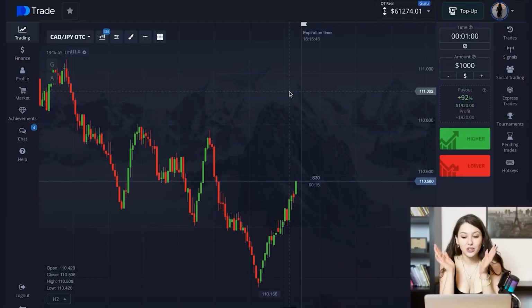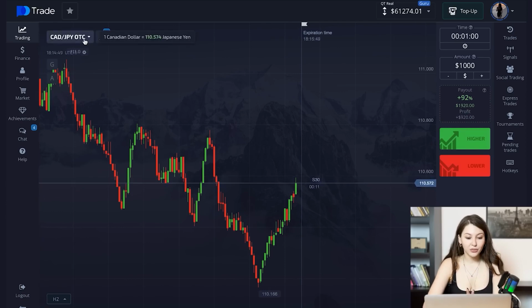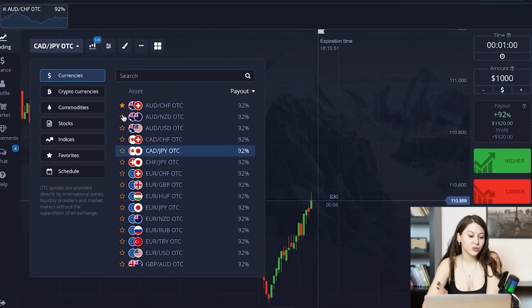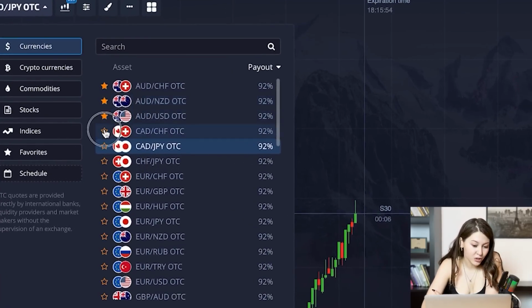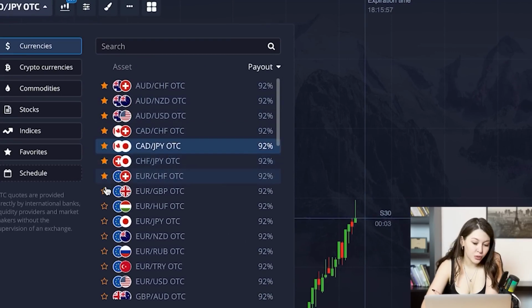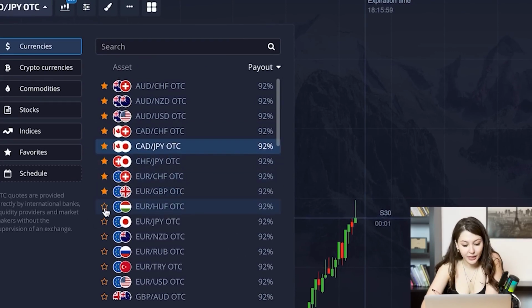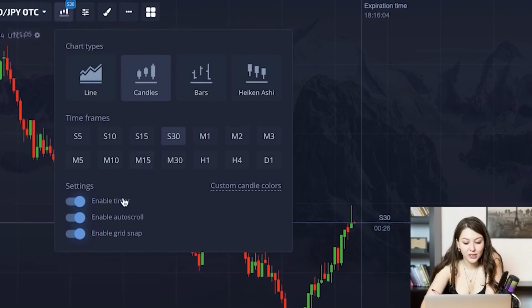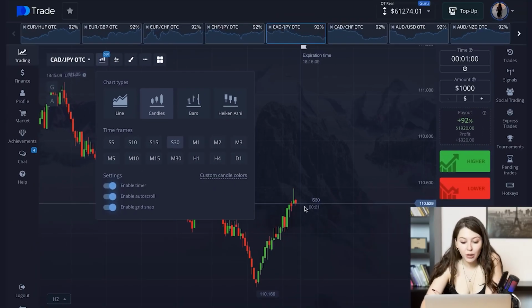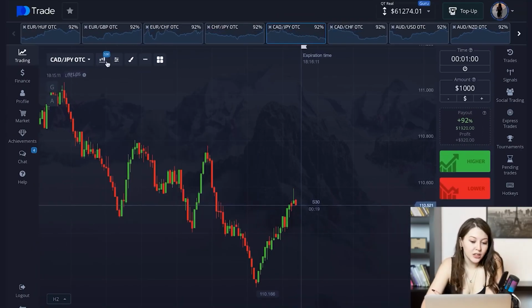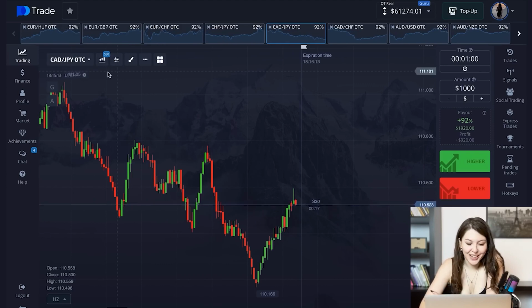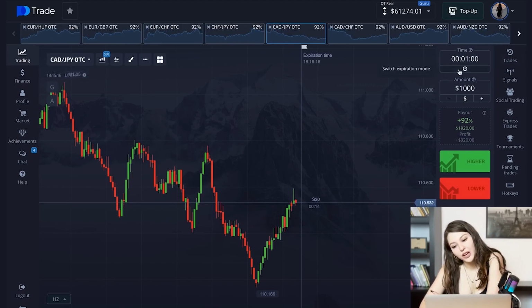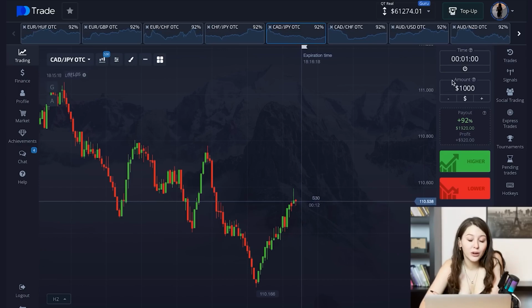So let's get started. As usual, we're going to set up the panel for ourselves, so we choose the assets with the biggest payout, so I can show you on the examples what technical analysis is. We also use the candles for 30 seconds and enable the timer so we can see how long the candle goes, and the indicators. We also set the timer for 1 minute and the amount for $1,000.